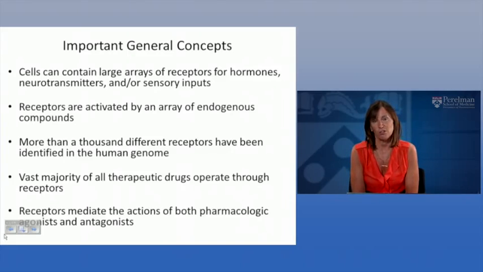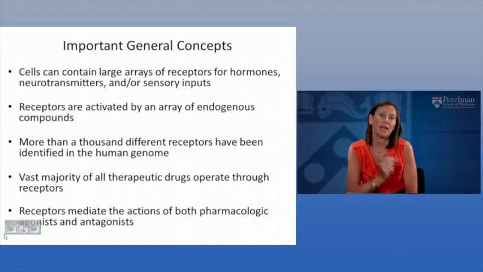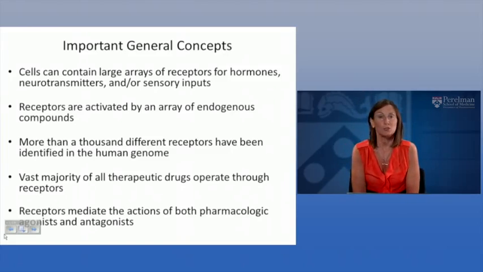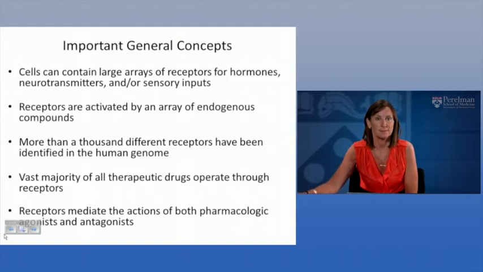The vast majority of all the drugs that we use in clinical medicine today operate through receptors. This includes receptors on enzymes, receptors on cell membranes, receptors within cells, etc. Receptors, importantly, mediate the actions of both pharmacological agonists and antagonists.